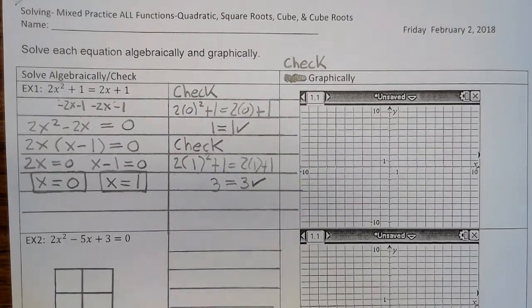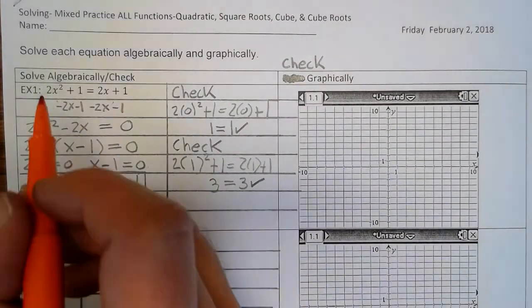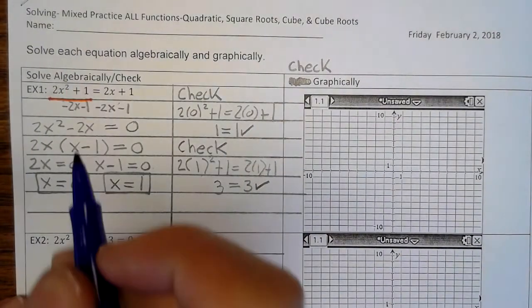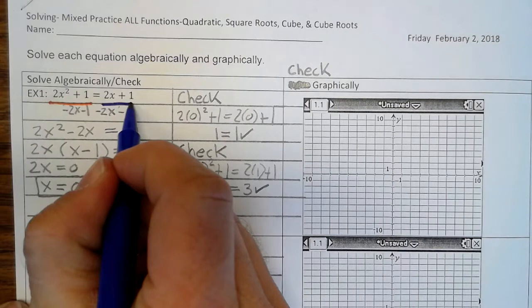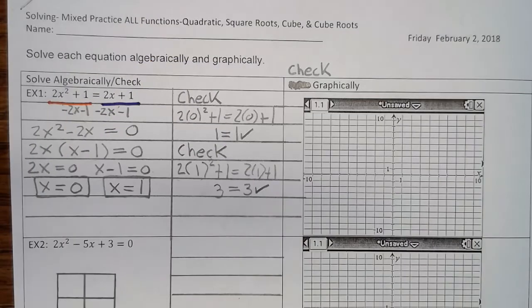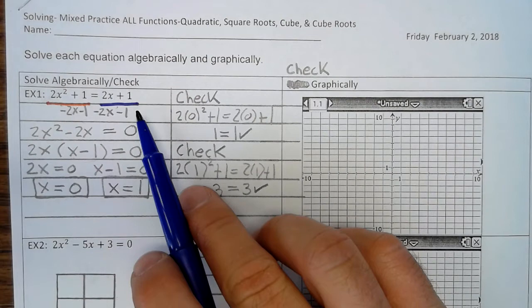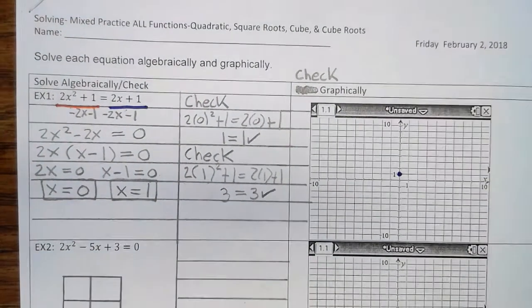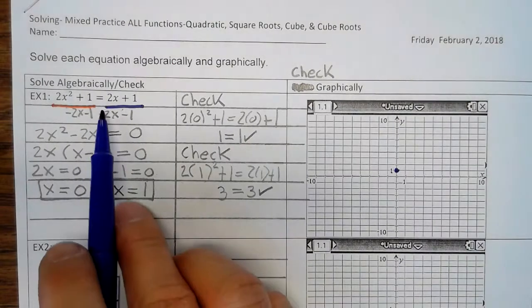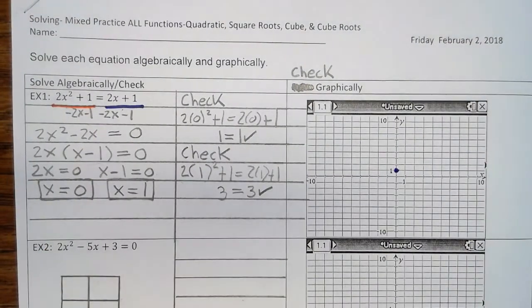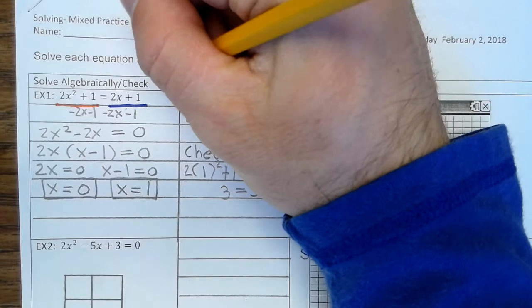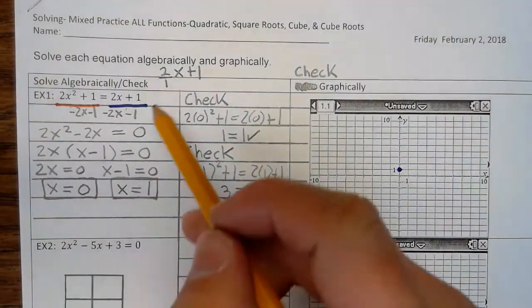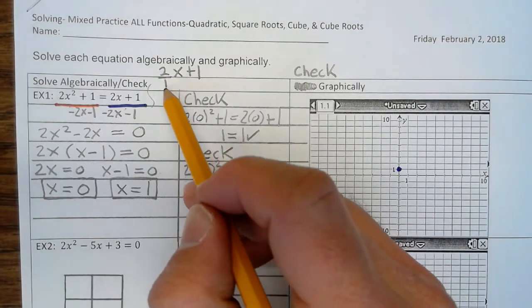Now, to check graphically, I'm going to graph the left side in orange and the right side in blue. We can start with the right side because it's easy to graph. We start at a y-intercept of 1. And then the slope, technically that's 2 divided by 1. You could rewrite it as 2 divided by 1 x plus 1, and the reason we'd write that is because that's our slope.